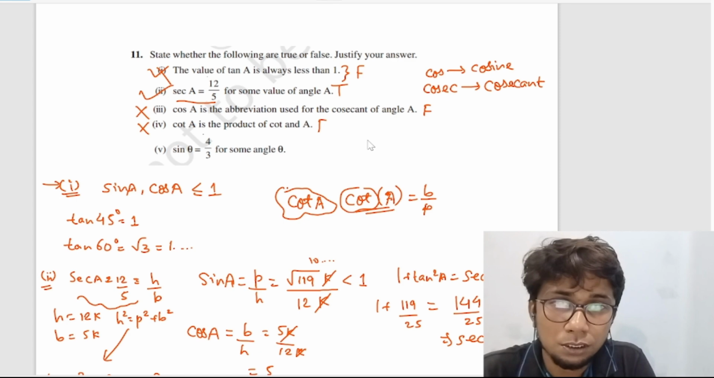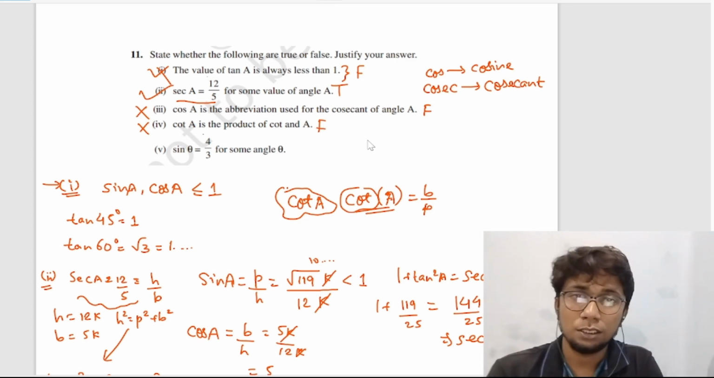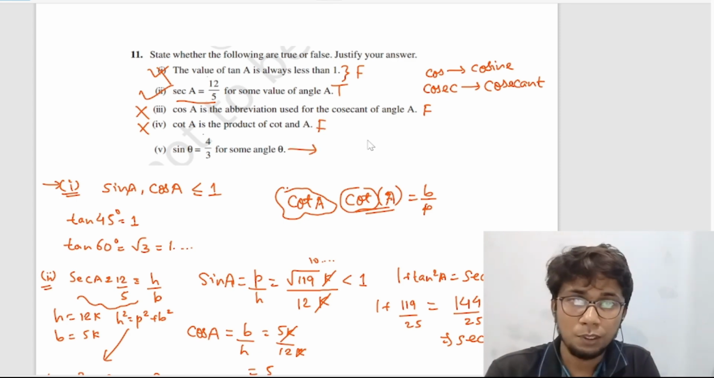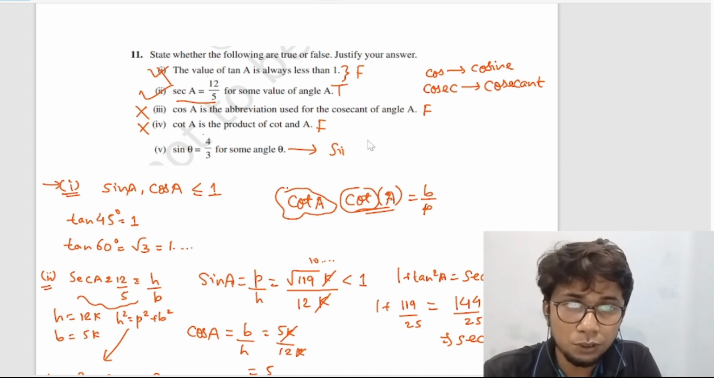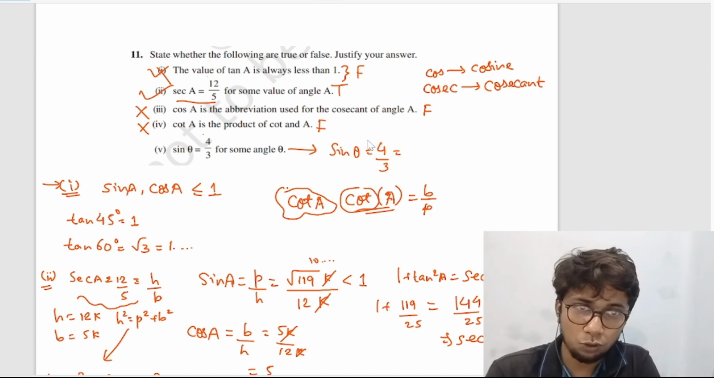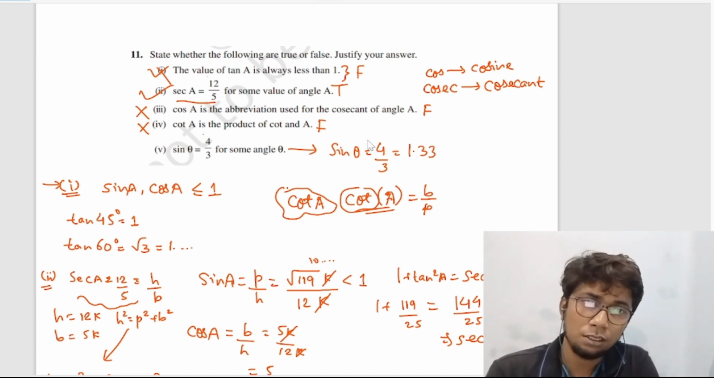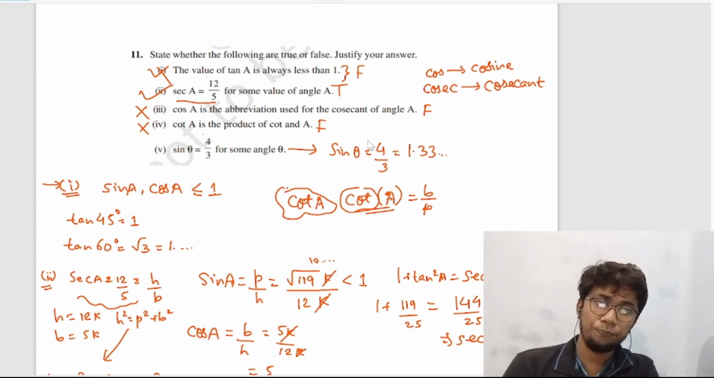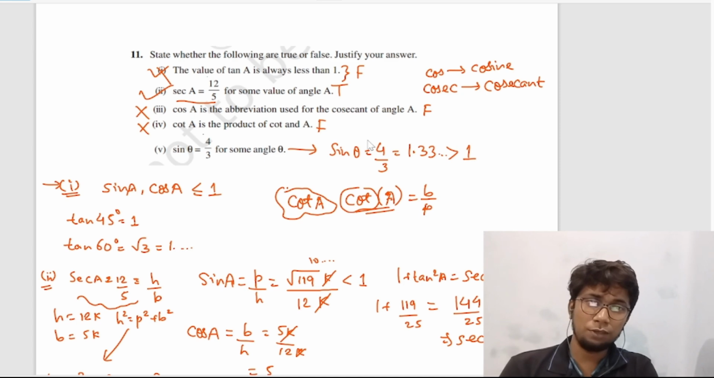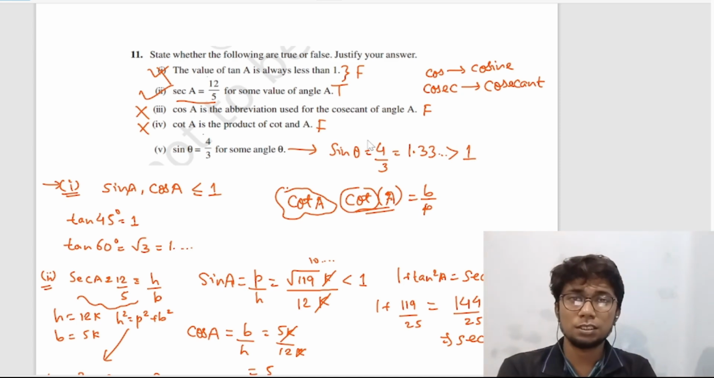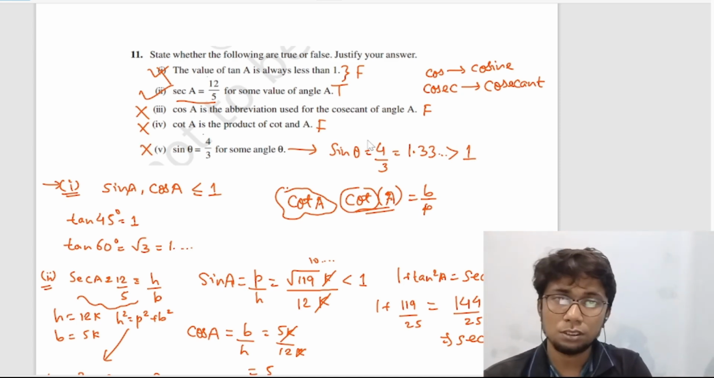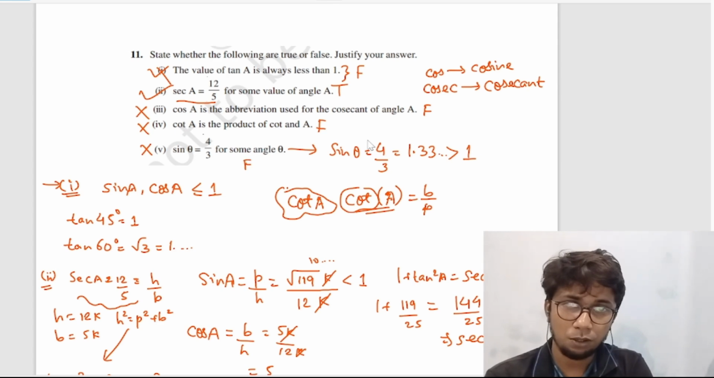This is false. Now see this one. Sin theta is 4 over 3. 4 over 3 is what? 1.33, I guess, 1.3333, right? So it is greater than 1, but we know that sin theta is always less than 1. So this will be false. Alright.